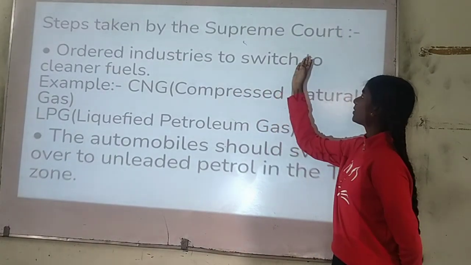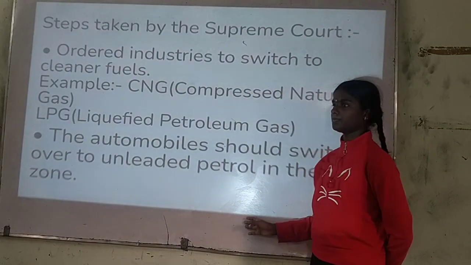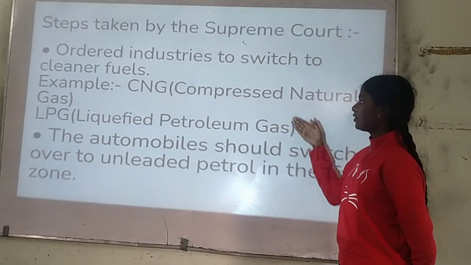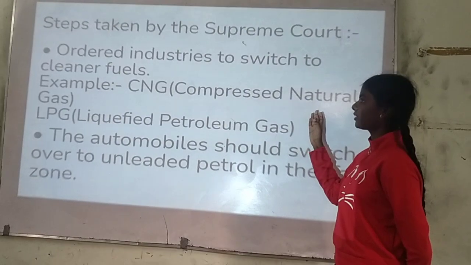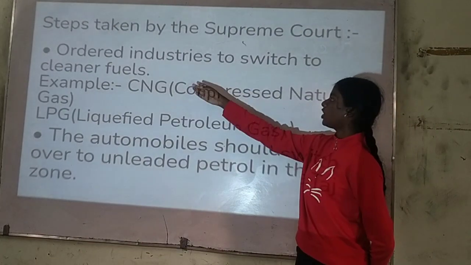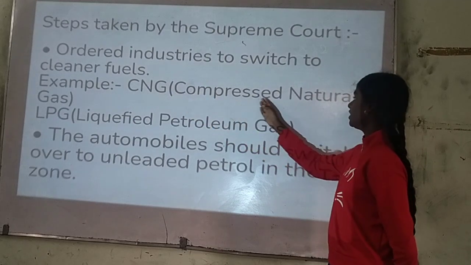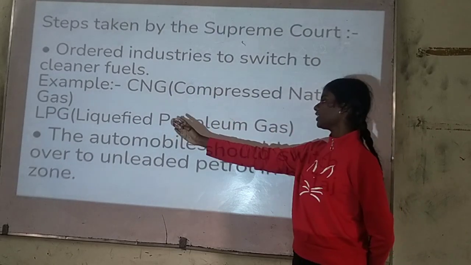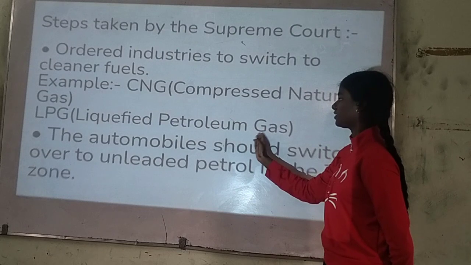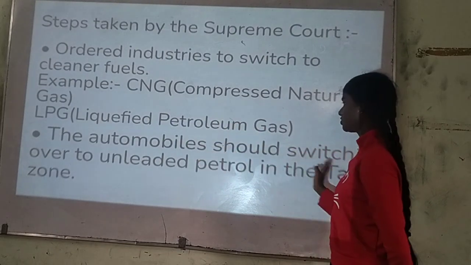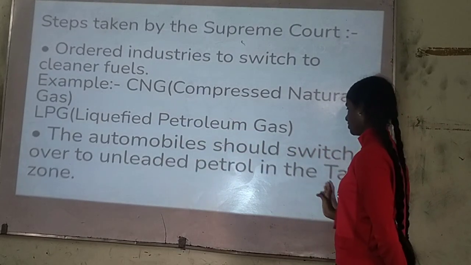Steps taken by the Supreme Court. These are the steps taken by the Supreme Court to protect the beauty of the Taj Mahal from getting reduced. It has ordered industries to switch to cleaner fuels. Examples are CNG, compressed natural gas, and LPG, liquefied petroleum gas. And the automobiles should switch over to unleaded petrol in the Taj zone.